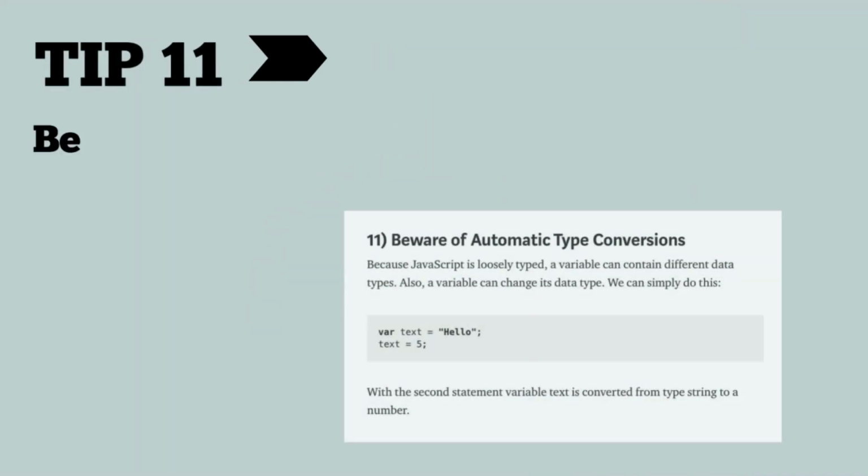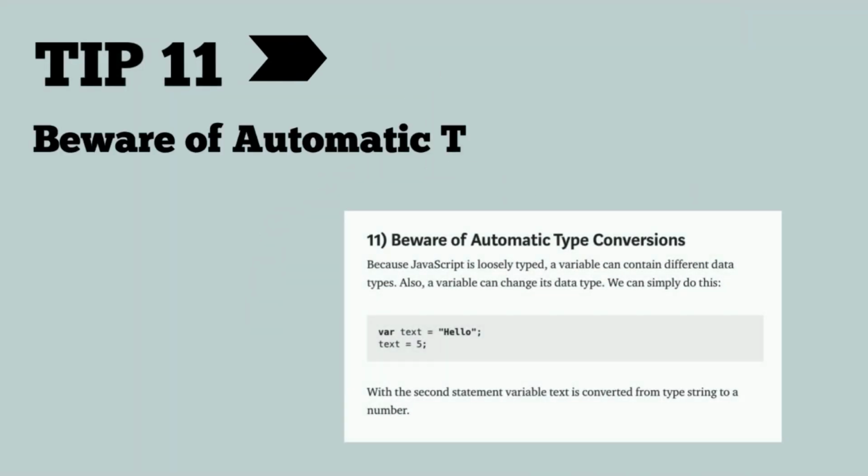11. Beware of automated type conversions. Because JavaScript is loosely typed, a variable can contain different data types. Also, a variable can change its data type. We can simply do this. With the second statement, variable text is converted from type string to a number.